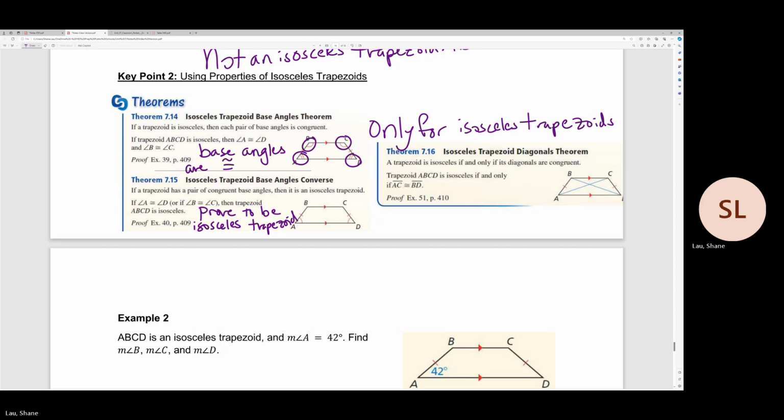Okay. And the last thing, the isosceles trapezoid diagonals theorem, these are going to be congruent. So diagonals are congruent. And that's it.